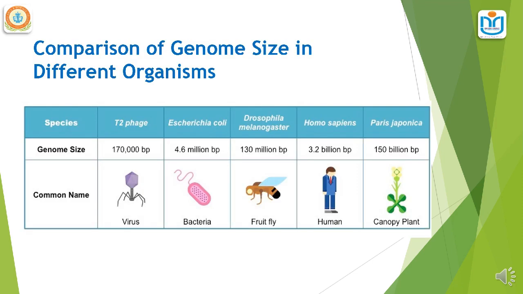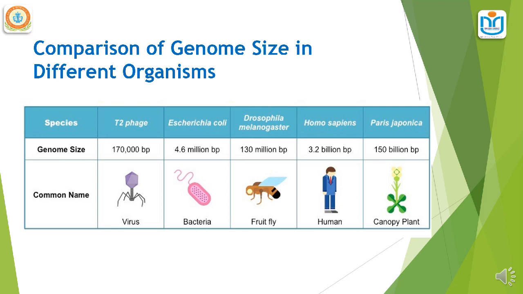Now let's make a comparison between genome size of different organisms. The genome size and size of the organism don't have a relation. In case of T2 phages, which are viruses, the whole genome size is about 170,000 base pairs. In case of bacteria like E. coli, it is 4.6 million base pairs long. In case of fruit fly, it is 130 million base pairs. And Homo sapiens, human beings, the total genome size is about 3.2 billion base pairs. And in case of plants, it is 150 billion base pairs.